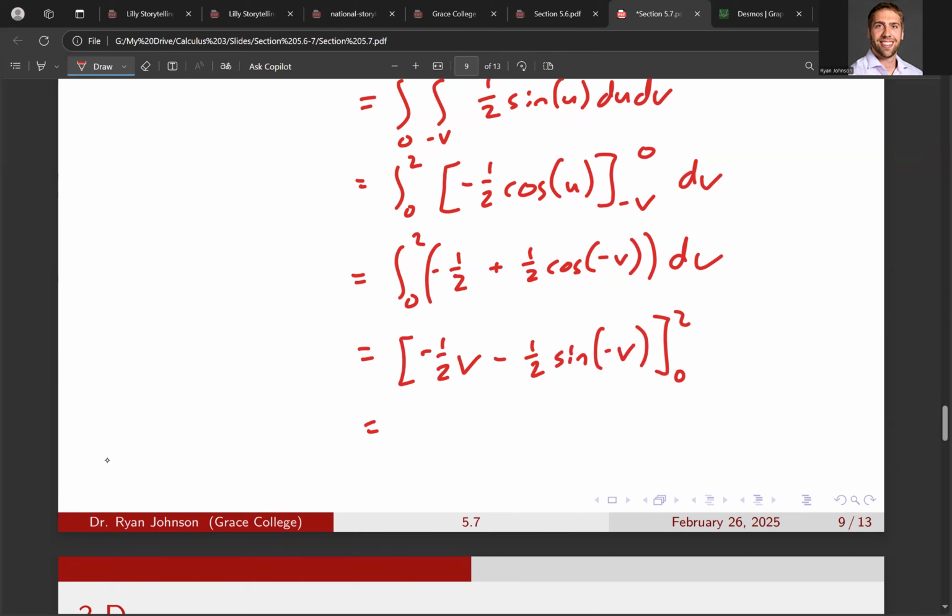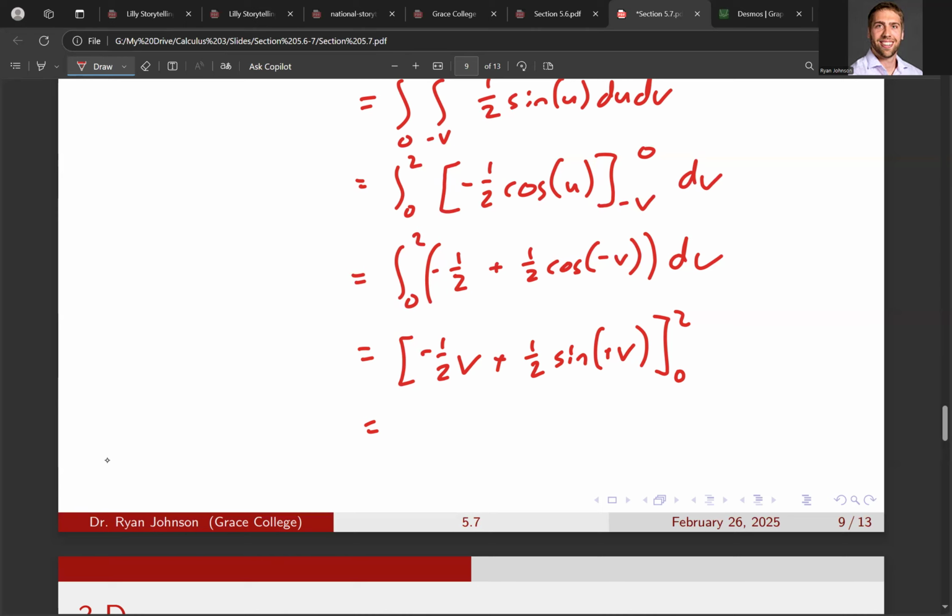Could you change negative v to just be positive? Yes, it'd be positive. Yep. And it works out the same, because sine is an odd function, so I can move the negative through and I still get the same. So either way, like that.